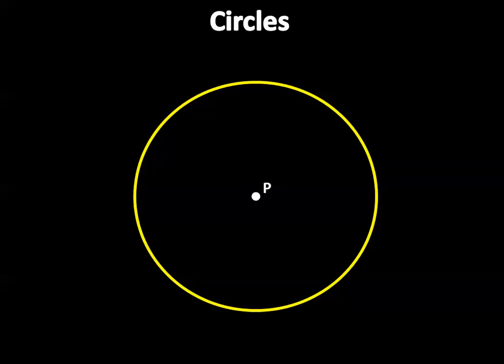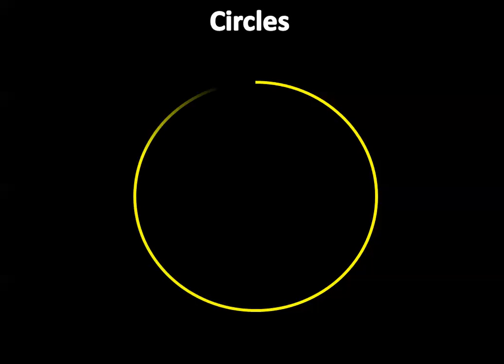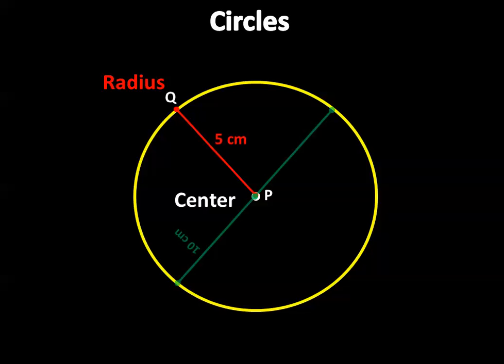Any segment that joins 2 points on a circle is called a chord. A diameter is a chord that passes through the center of a circle, but many chords do not pass through the center, as you can see in this figure. A circle is a set of all points in a plane that are the same distance from its center. You need to make sure that you understand the terms center, radius, diameter, and chord.